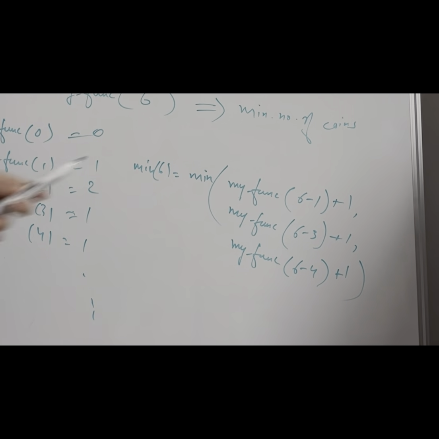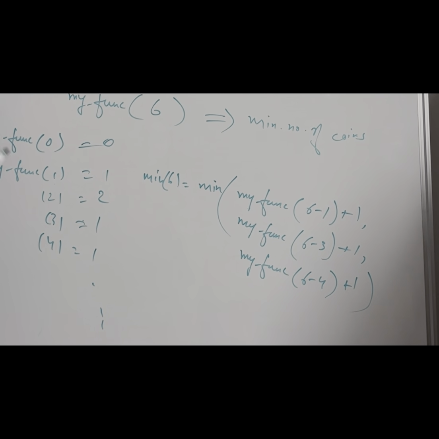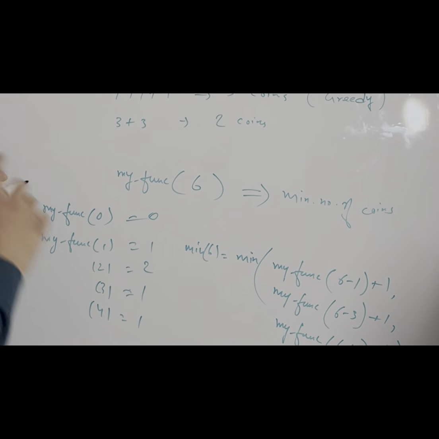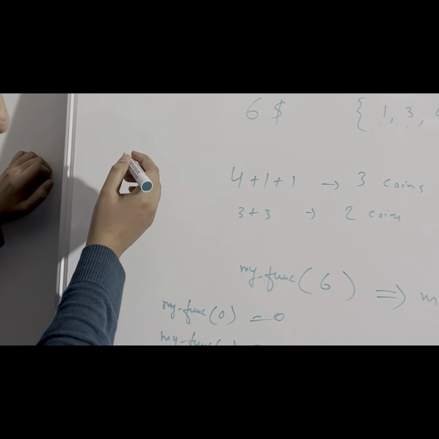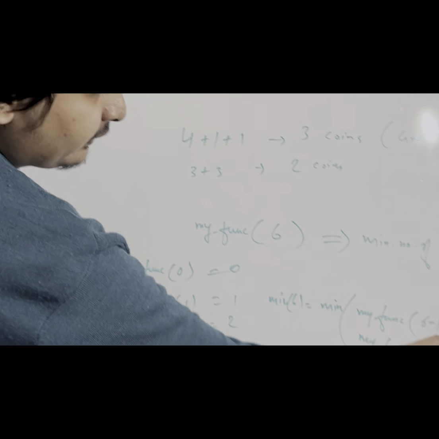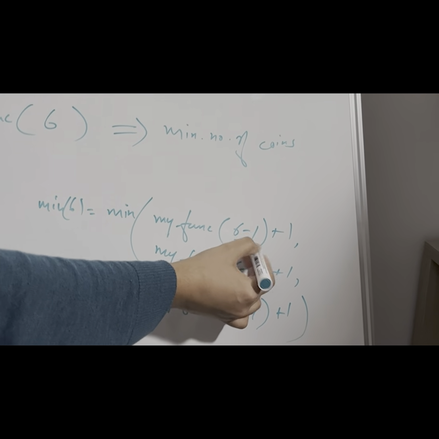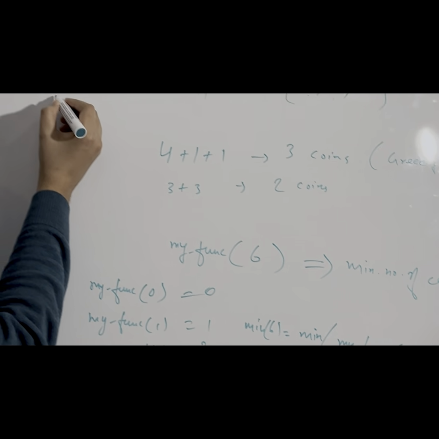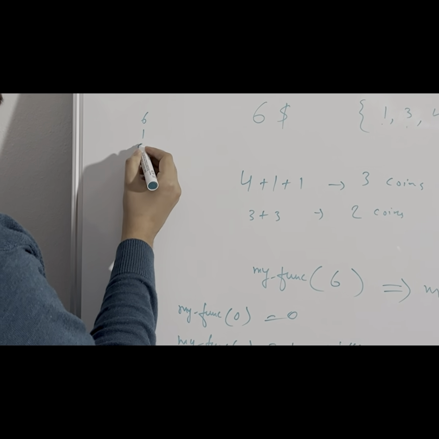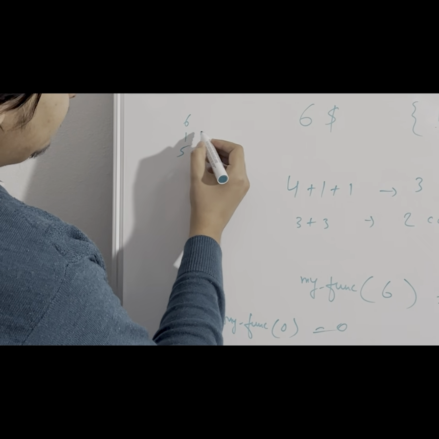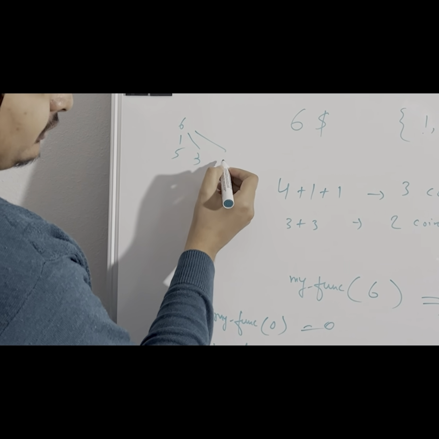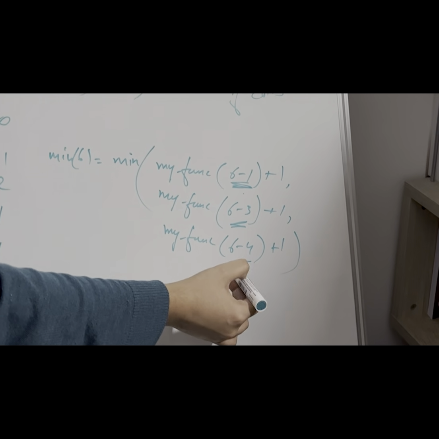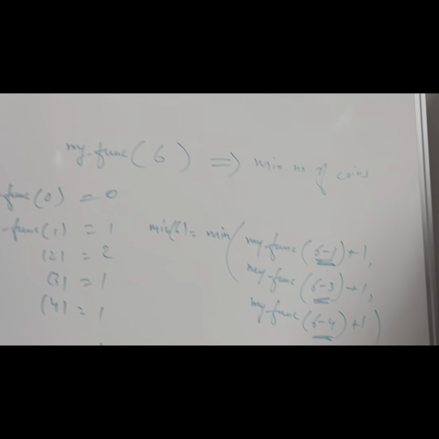But there are certain issues with the recursion tree which I would like to highlight. I can just draw it over here. If you focus on this, when we are trying to do the recursion tree for 6, let's focus on, for example, one of the paths. You are getting either 5, you are getting 3, and you are getting 2. These are the recursion trees.